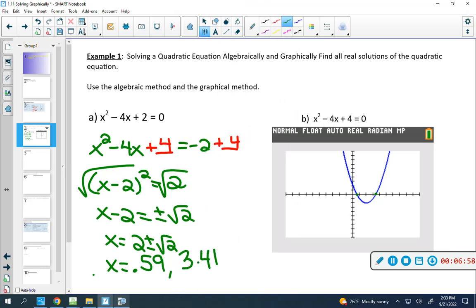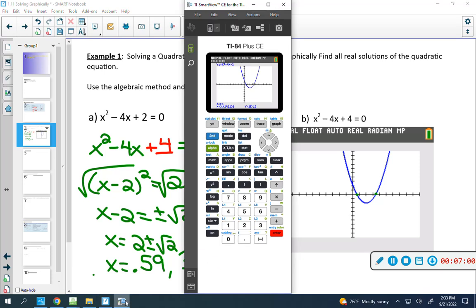Now, are these answers, let me pull my calculator back up, are these answers really the same thing? Yes. You have the exact version and the decimal approximation. If I type in 2 plus the square root of 2, I get 3.41. If I type in 2 minus the square root of 2, I know you're going to be really shocked here, we get 0.59. So that's just the difference between your algebraic, exact answers, and of course the decimals off your calculator.